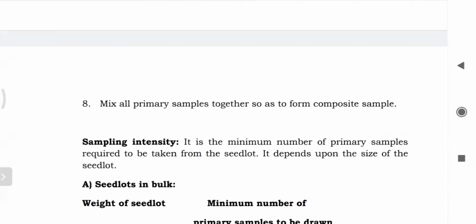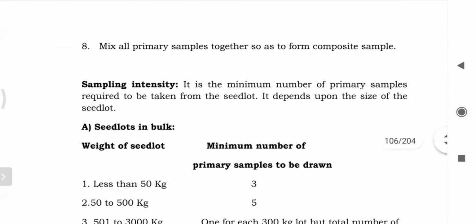Then sampling intensity. So what is the sampling intensity? It is the minimum number of primary samples required to be taken from the seed lots. So it depends upon the size of the seed lots.